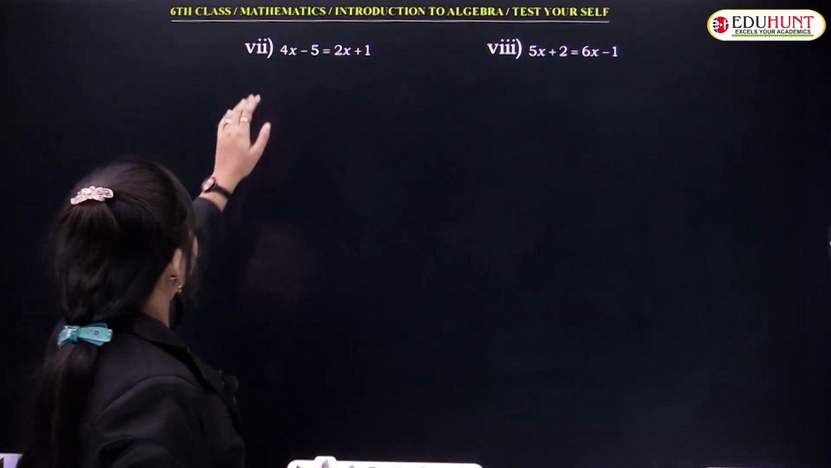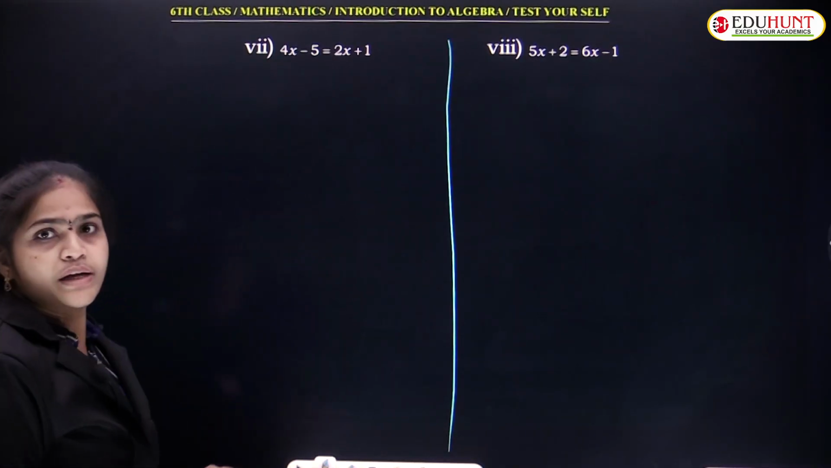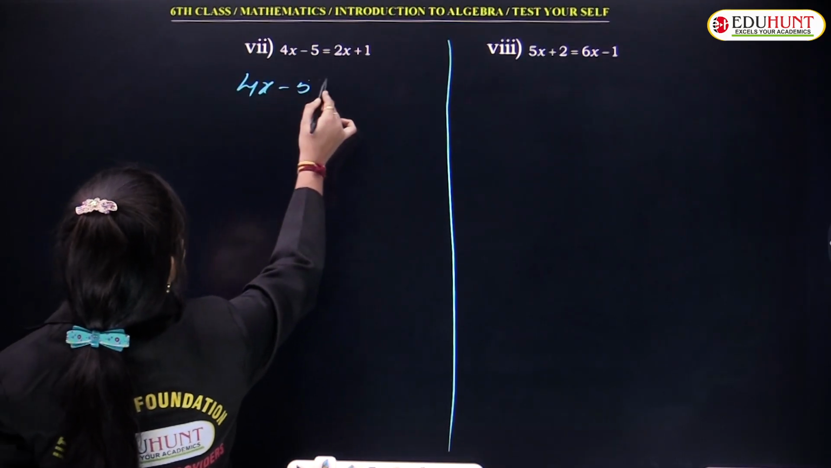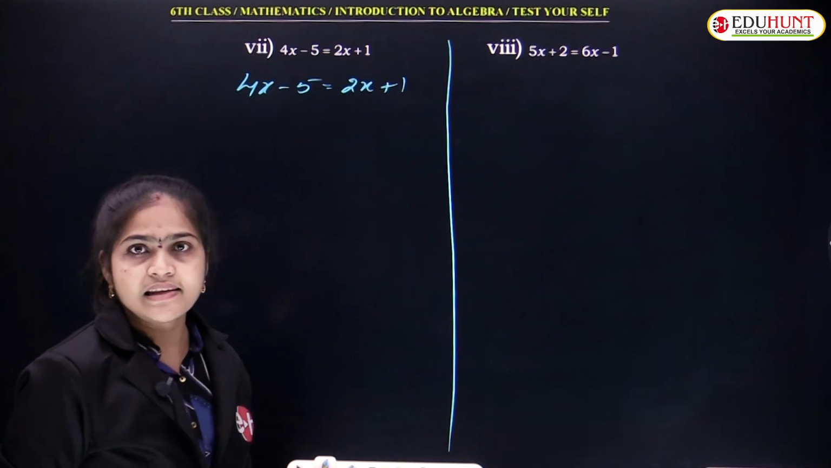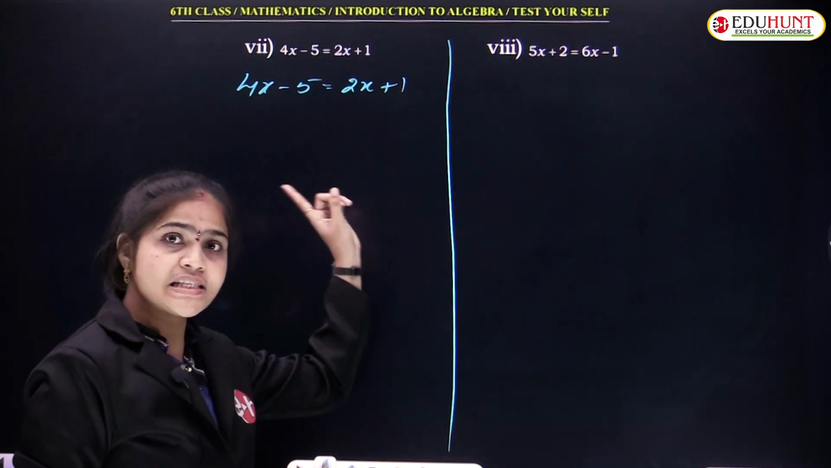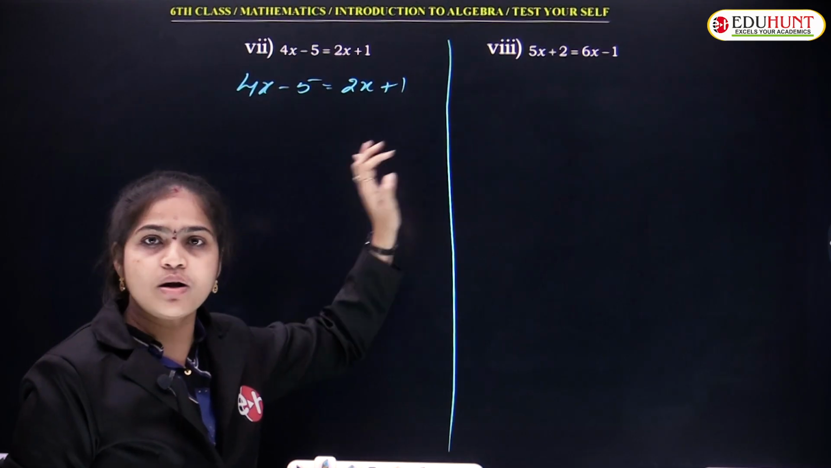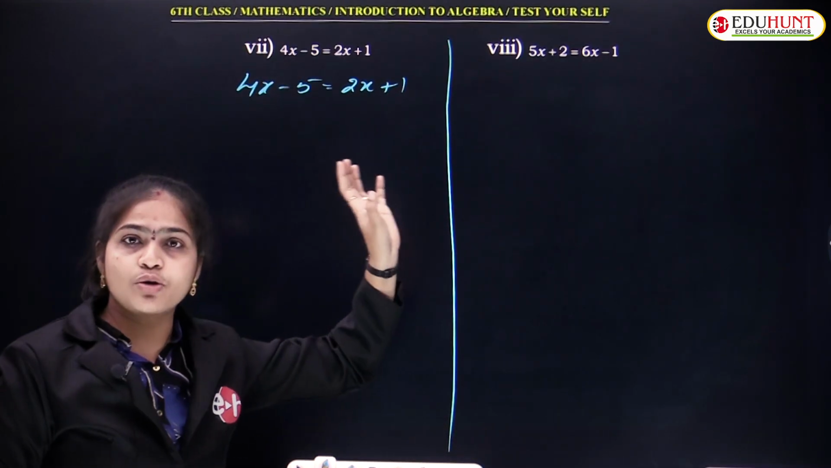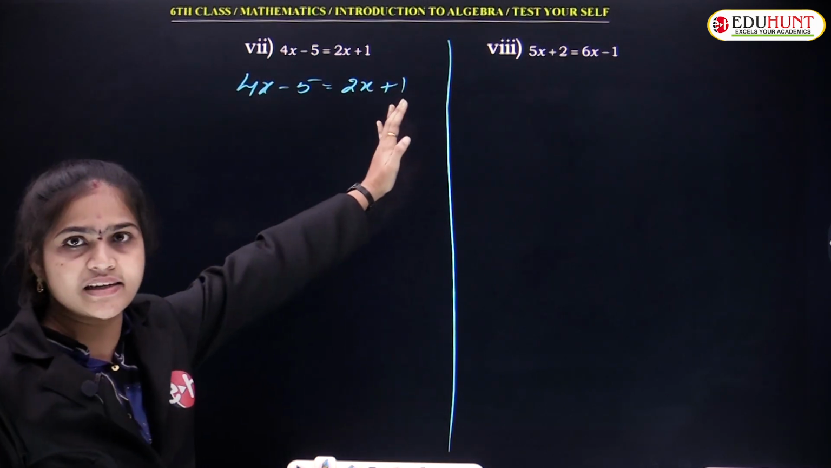And come to this one. Here, 7th one. Okay, what is that 7th question here? 4x minus 5 is equal to 2x plus 1. And from here onwards, see the question properly. Here, both sides we are having variable terms and both sides of the equation we are having constant terms. So here in the LHS write the variable terms and in the RHS write the constant terms.